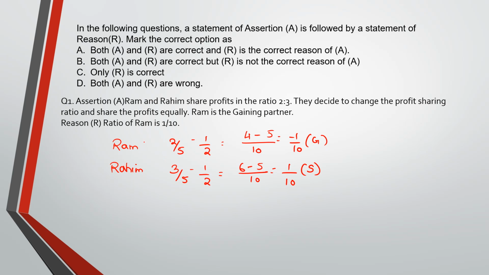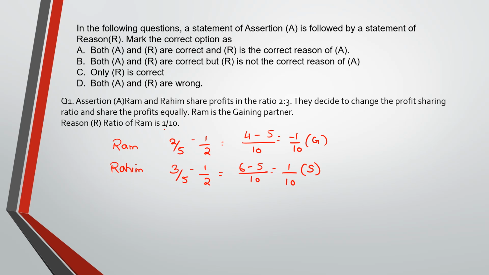Now let us look at the reason. Ratio of Ram is 1 by 10. Is ratio of Ram 1 by 10? No, right? The gaining ratio of Ram is 1 by 10. Ratio of Ram is not 1 by 10. Therefore, the reason given here is wrong. The reason as a correct explanation should have been Ram is the gaining partner as the share of profit increases from 2 by 5 to 1 by 2. That would be a correct reason.